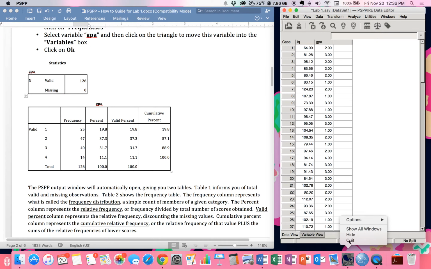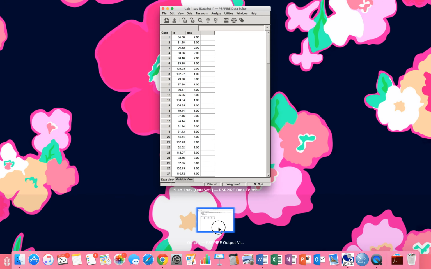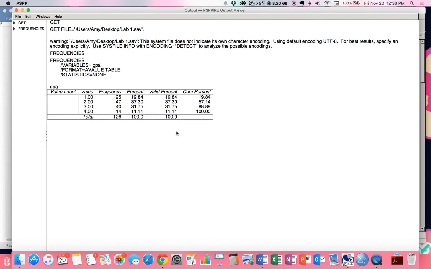And now I have to go back and find my output window. So PSPP is a bit funny in that you have to go find your output after you click OK. So if you have a PC, the little icon will flash and you can click on it and your output will just be like a really small window, and you'll click maximize. It will make the window bigger and you can see your output. On a Mac, I have to actually go find the file. So here is my output. This is what is called my output window.